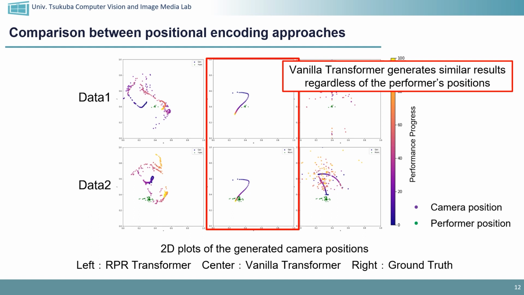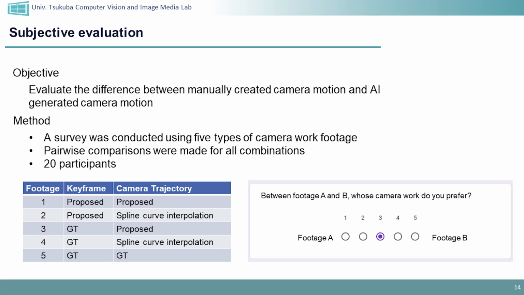Furthermore, in terms of the error regarding the camera position and posture for the evaluation data and the loss during training, the camera work using the RPR transformer showed better accuracy. This suggests that the position embedding method, which embeds the ordinal relationship with surrounding frames, is more effective for learning camera work than the method that embeds the ordinal relationship from the starting frame.